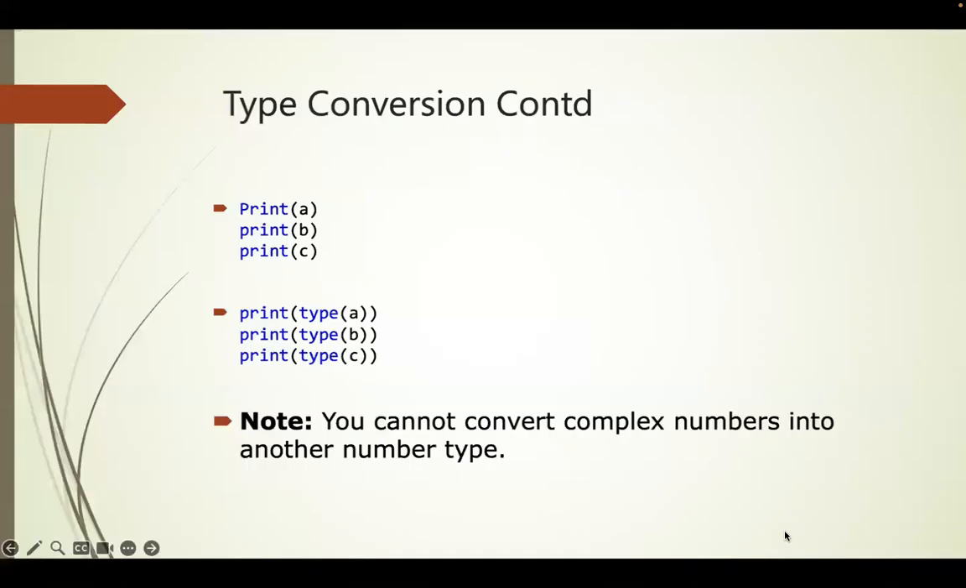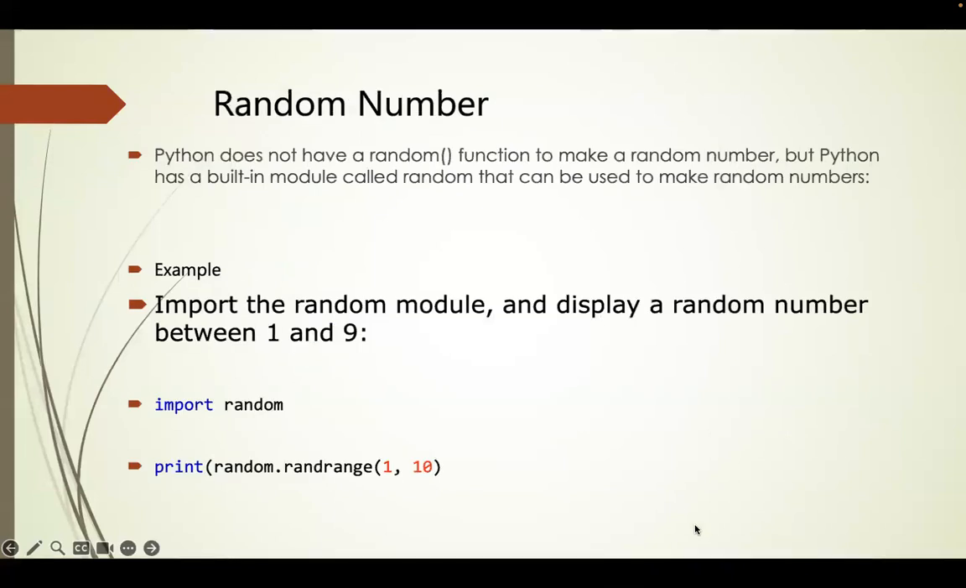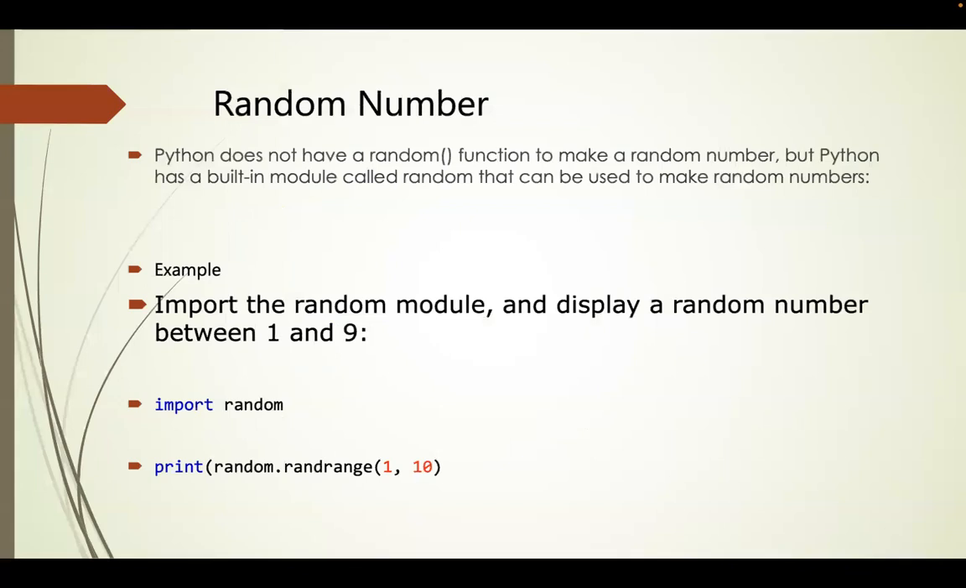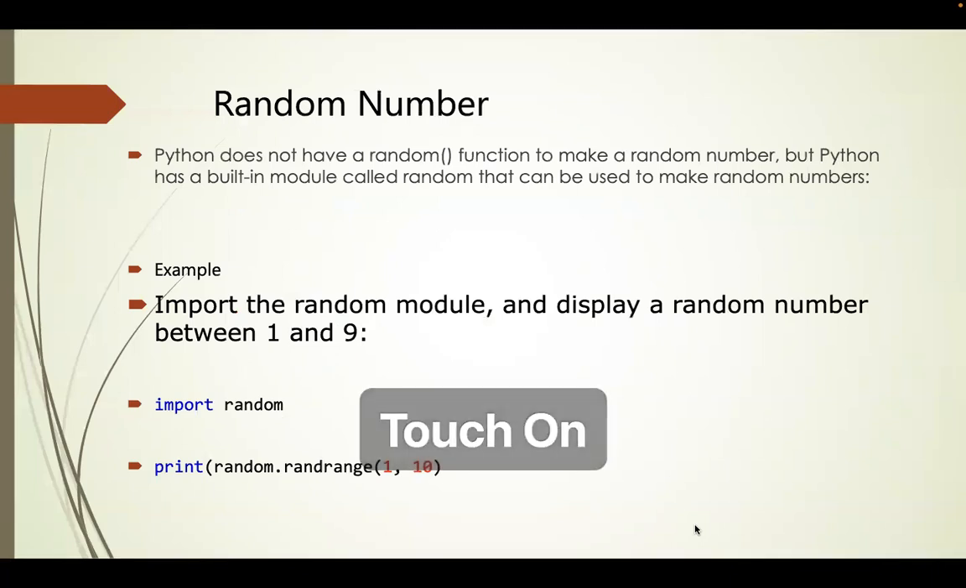So now let's continue with the work. In this case, we can print whatever we've converted before to whatever we want to change it into. So now let's move on to the next slide. We have something called random number in Python. So what is a random number?